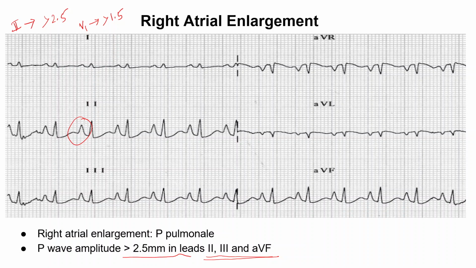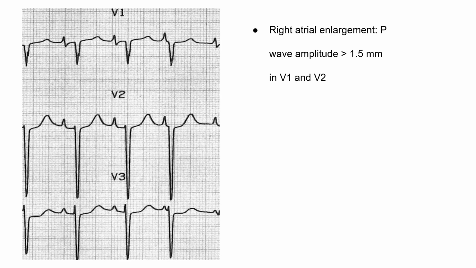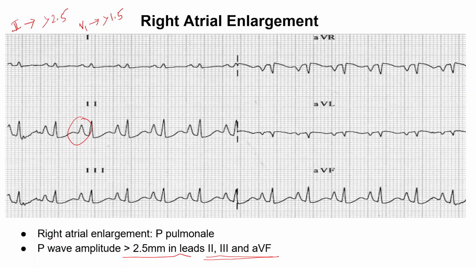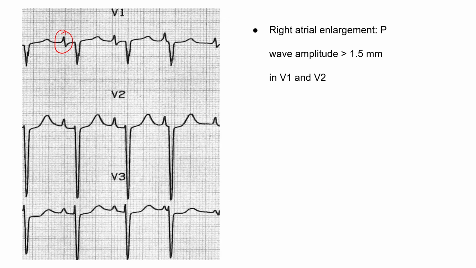If you want to learn more about it, you can see the basic lectures also. Here you can see in lead V1, the first part is affected. If you see this image, the second part is actually representing the left atrium, and the first part is representing the right atrium. So right atrial abnormalities will be represented in the first part of the P wave. Okay. So I hope this is clear. In V1, amplitude is more than 1.5 mm. In lead 2, amplitude is more than 2.5 mm.